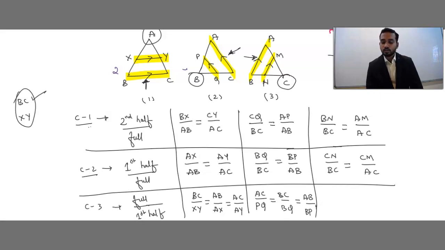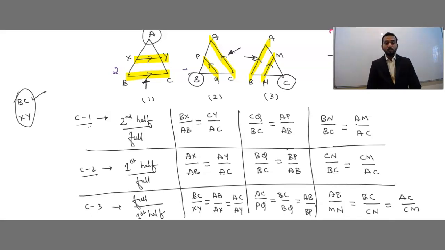Again here also full by half. What is full? Full is AB. First half is MN. Full BC. First half is CN. Full AC. First half is CN. So this is your BPT.